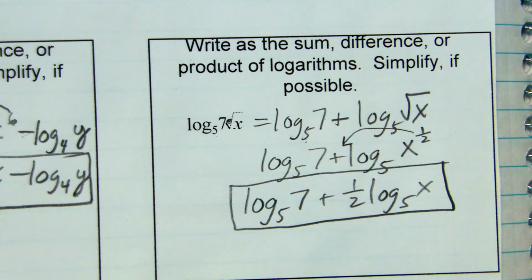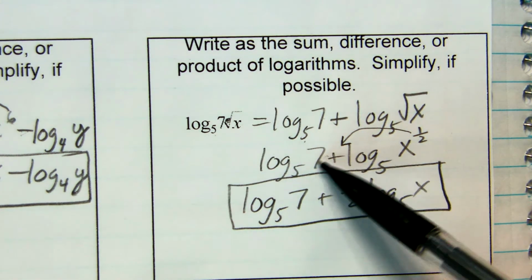So that's it for that one. A clarification question: why move the 7 over to the log on the first area?